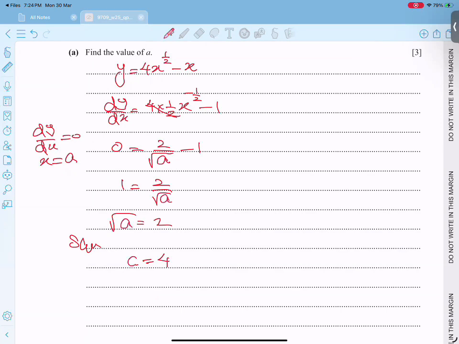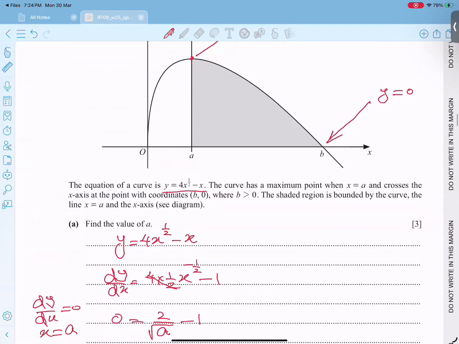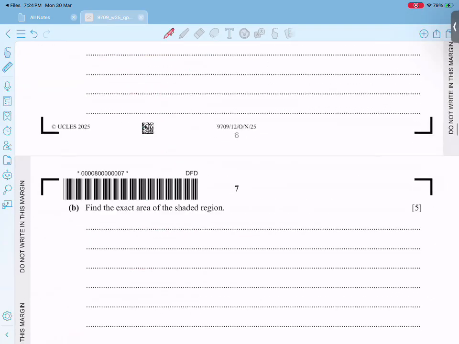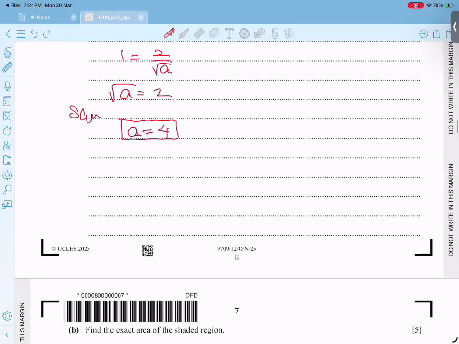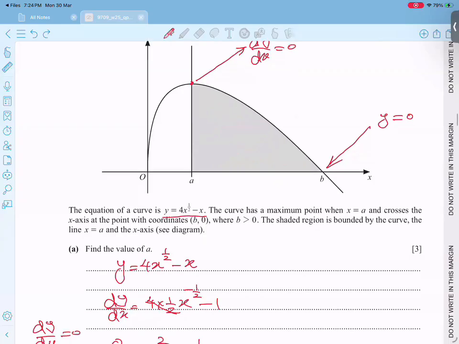Alhamdulillah Rabbil Alameen, I believe the point is very clear. Before I go for the next part, the next part is exactly the shaded area. The shaded area is only possible from this to this. So what is the formula for the area?